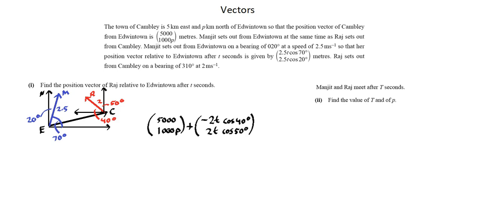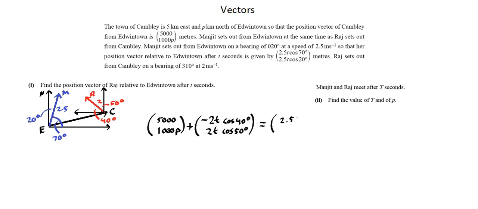Manjit and Raj meet after t seconds. Find the value of t and of p. Now if we look at the vectors for Manjit and Raj from part 1, we see that they are eventually going to meet or intercept. Thus the reference to this calculation is a calculation of interception. If we think about these vectors in a coordinate plane, the interception is going to be where the two vectors have the same x and y coordinates. So we'll solve for t by setting the position vectors equal to each other.